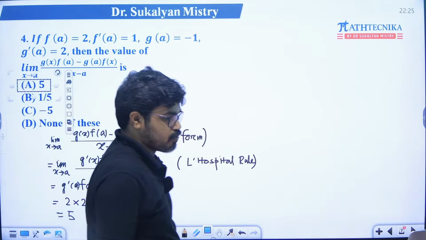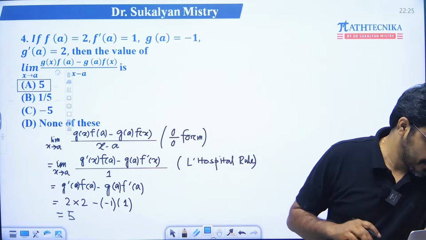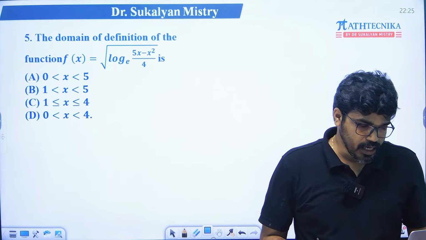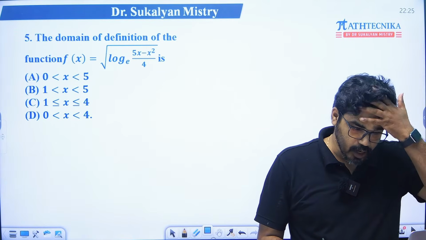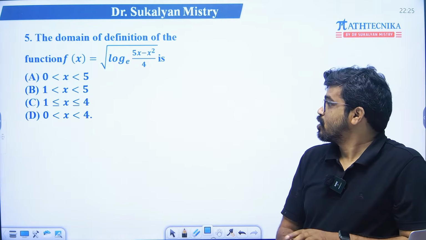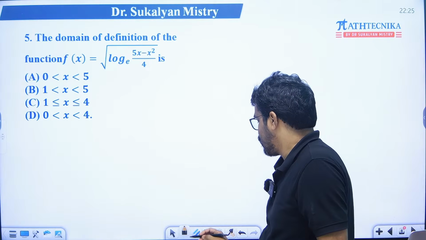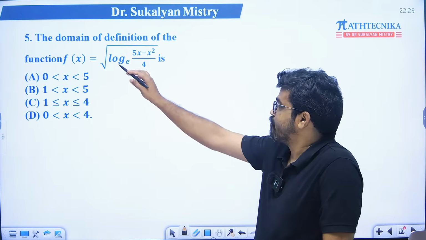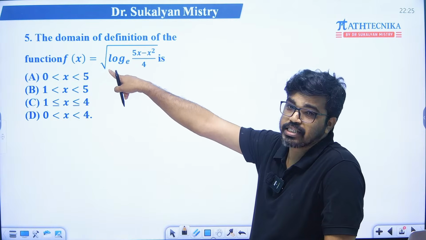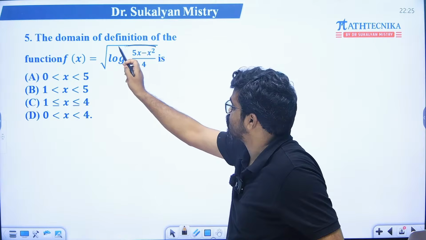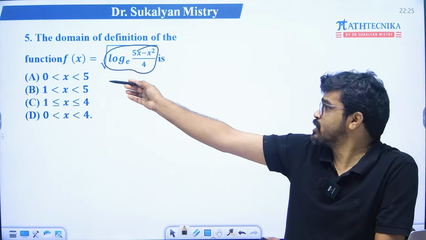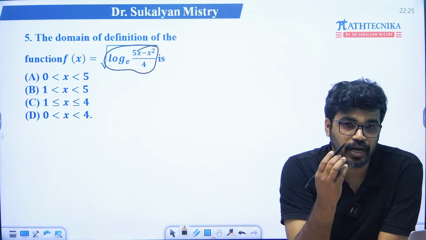Okay, so next problem. Good. We have to calculate the domain of this function. What is given? Here it is given that fx is this. Look, root over of this. So fx is defined when this term is greater than 0, then fx is defined.